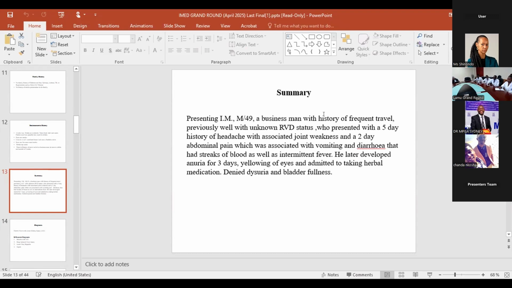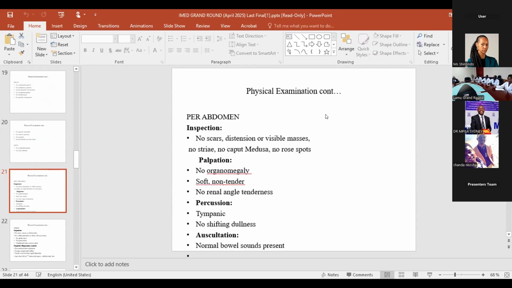I think for history, I would need that response, and then on examination as well. Just rush me to the abdominal examination. Okay, so on examination, I would like to find out just on the summary. I've seen what I wanted to see just on the summary.